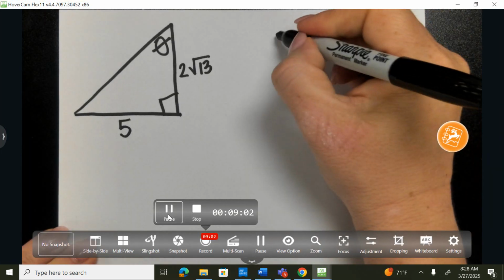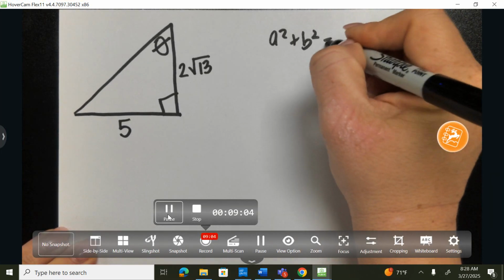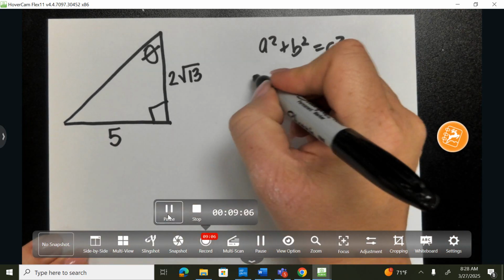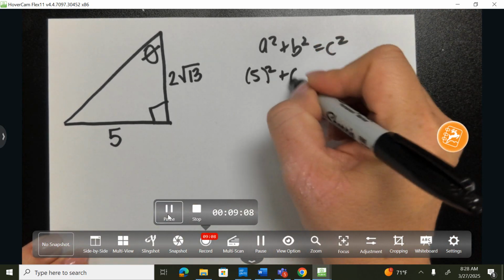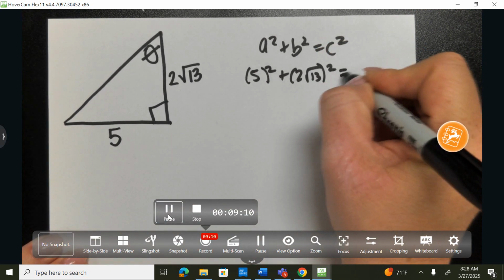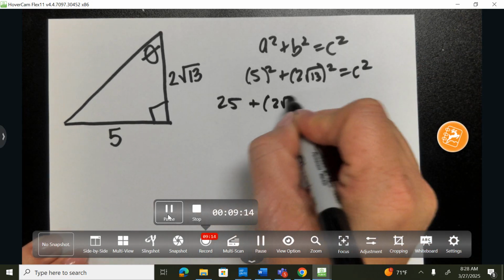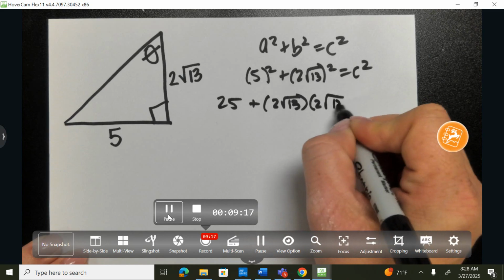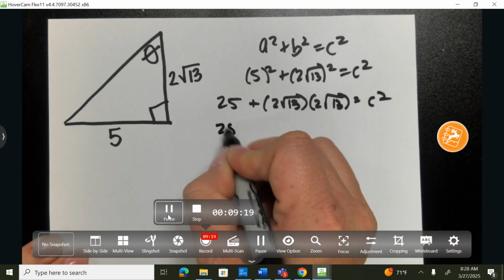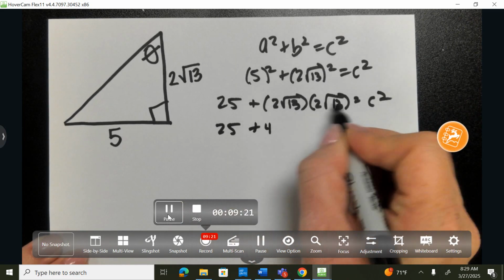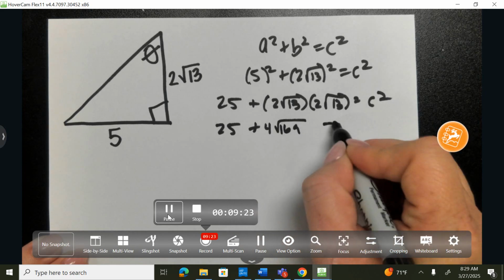How do we figure out the hypotenuse? That's what I'm going to do right now in this video. So I'm going to say A is 5 squared plus 2 squared equals C squared. 5 times 5 is 25. 2 times 2 is 4. Square root of 13 times square root of 13 is 169.